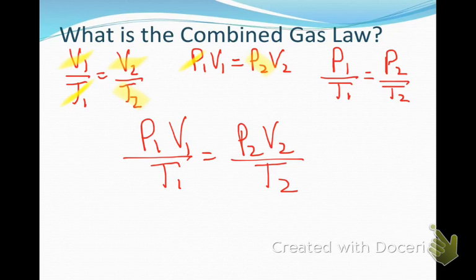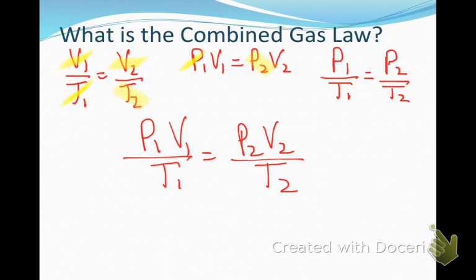So for example, if I had constant volume, I can put a 1 in for each of the volumes. And then it would just be P1 over T1 is equal to P2 over T2, which is your Gay-Lussac's law. If I had a constant temperature, meaning the temperature didn't change, I would have P1 times V1 equals P2 times V2, which is just going to be your Boyle's law.